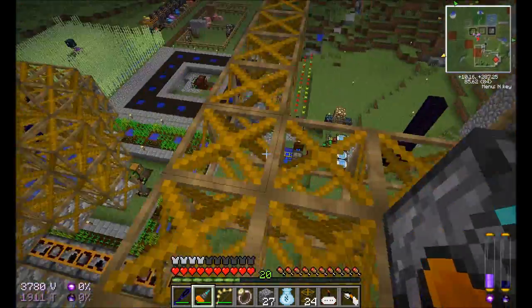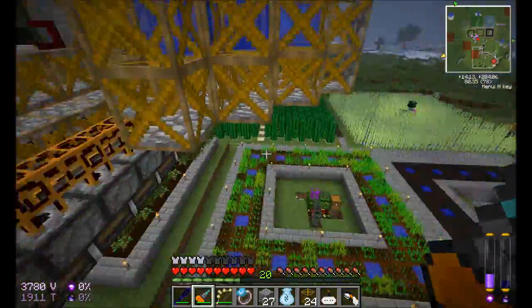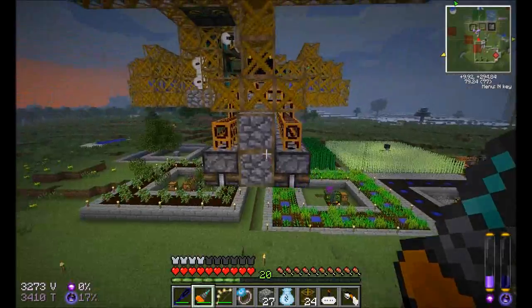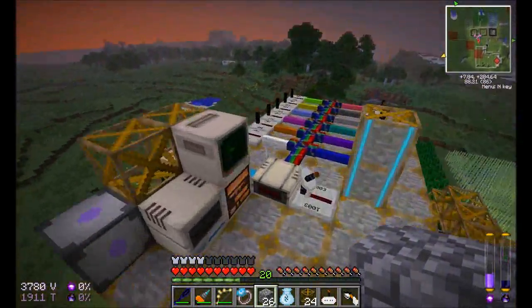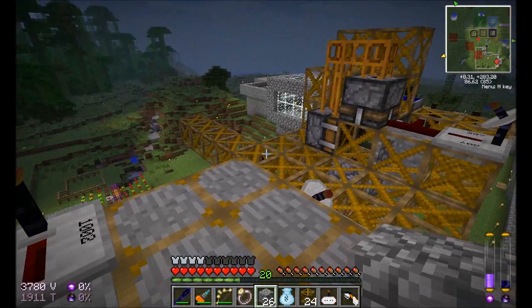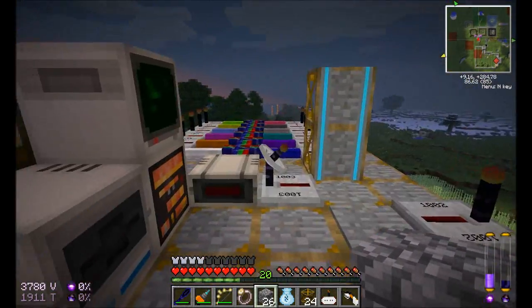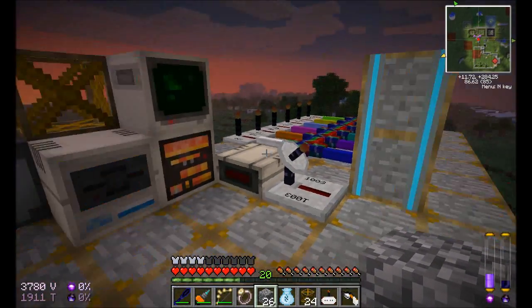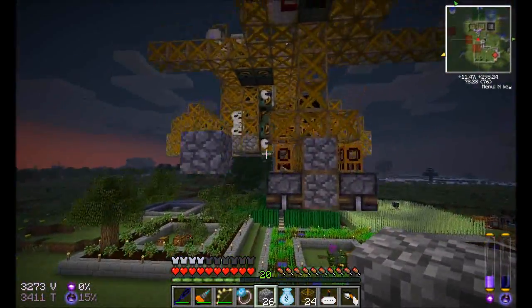I want to break this block here in case it gets in the way. And let's put one right there for point of reference. That one worked. 1, 2, 3.